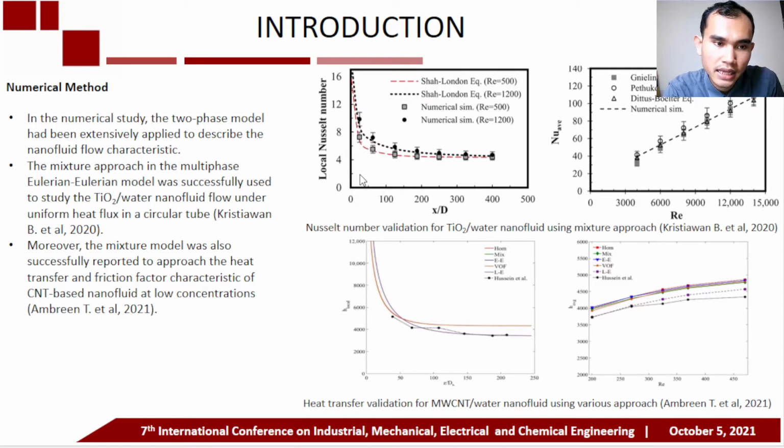Nanofluids can be studied with experimental and numerical approaches. For the numerical study, the two-phase model has been extensively applied to describe the nanofluid flow characteristics. The mixture approach in the multi-phase Eulerian model was successfully used to study titanium dioxide nanofluid under uniform heat flux in circular tubes. Moreover, research by ME96-2021 also successfully reported the heat transfer and friction factor characteristics of carbon nanotube nanofluid at low concentrations.